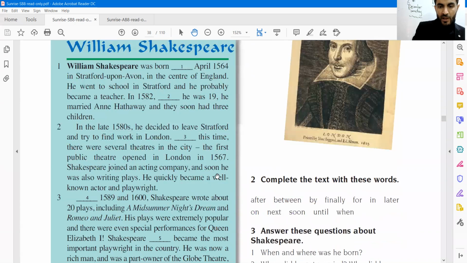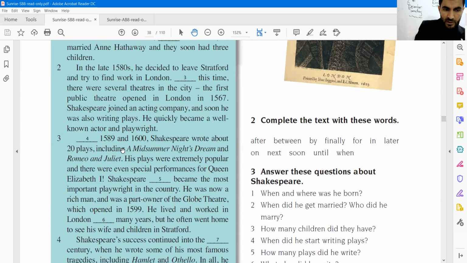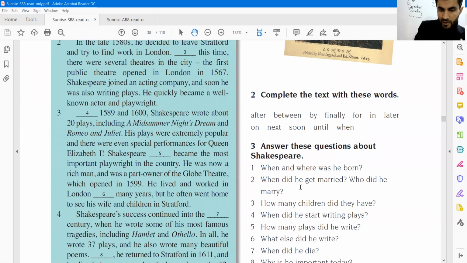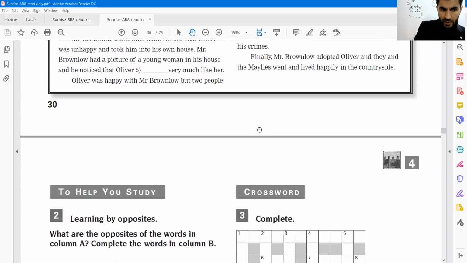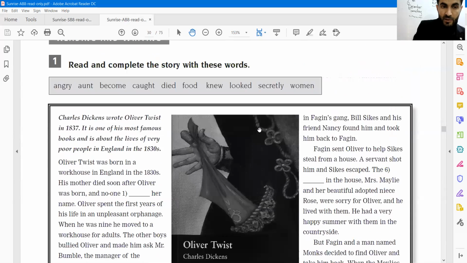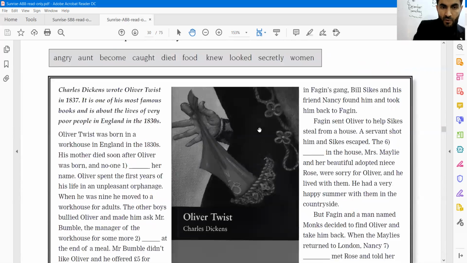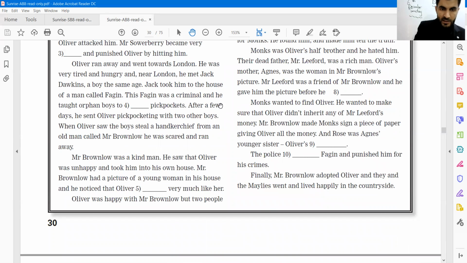Okay, we read this text, we answer the questions. So you do this one too, you answer all the questions in this text, and also after that you copy these in your notebook and you answer them. Okay, so that was for today. So don't forget, page 30 is your homework in the activity book. We've got unit 3, lesson 4, Stars of the Past.